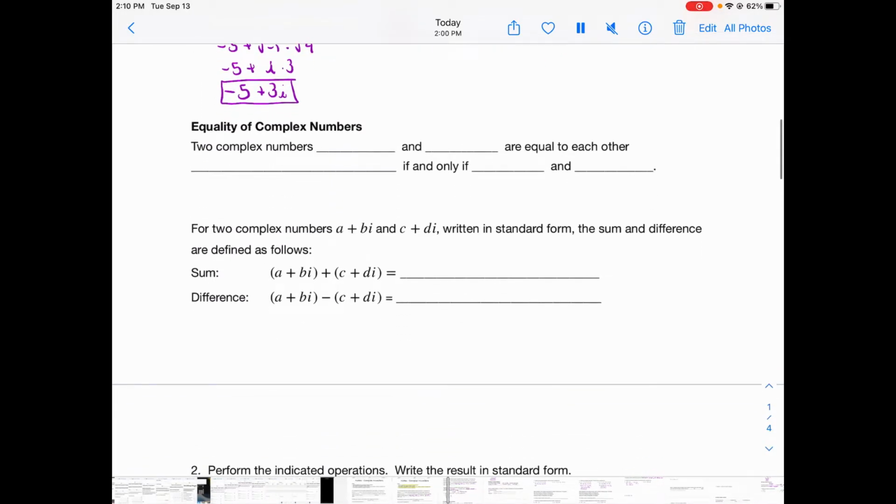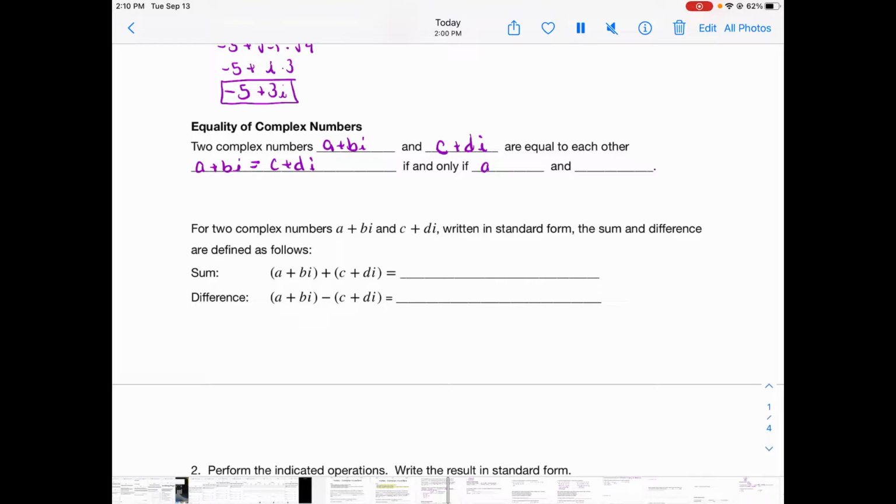Two complex numbers, a plus bi and c plus di, are equal to each other if and only if the real parts are equal and the imaginary parts are equal. So only if a and c are equal, and b and d are equal to each other. That's the only way that you can have two complex numbers the same.